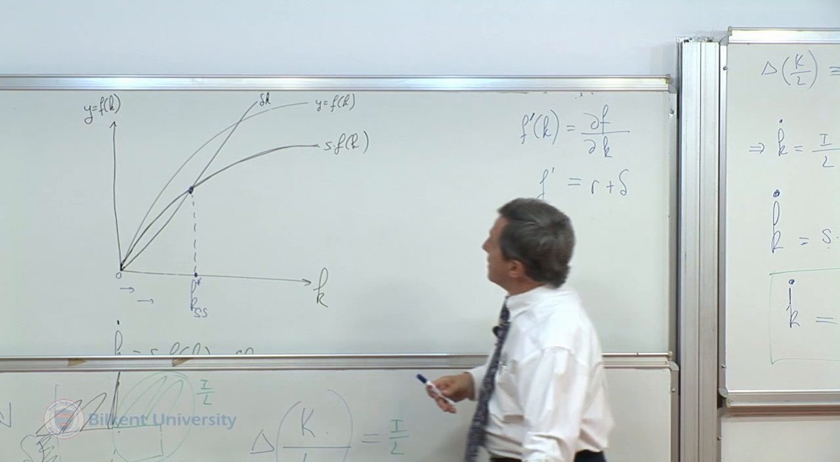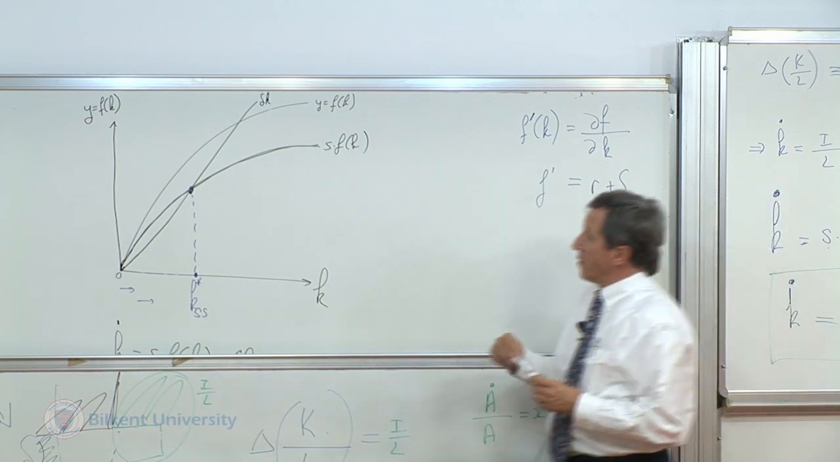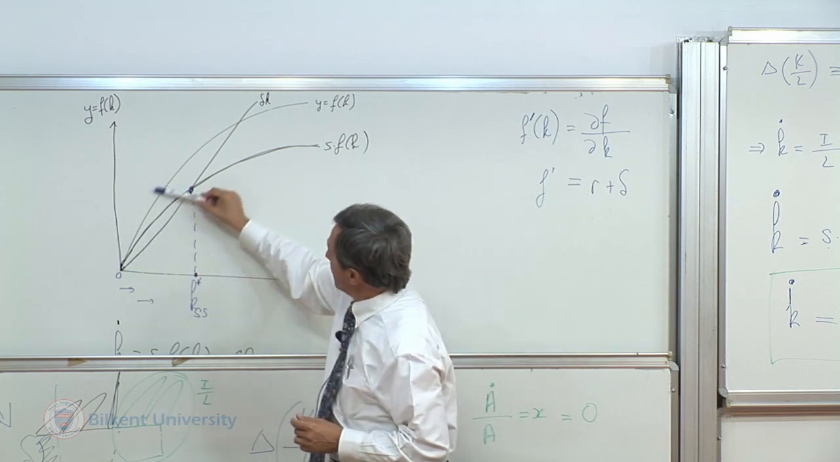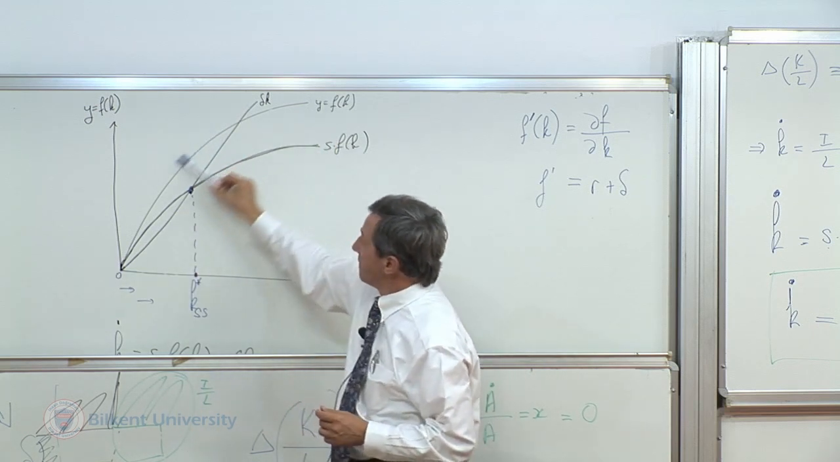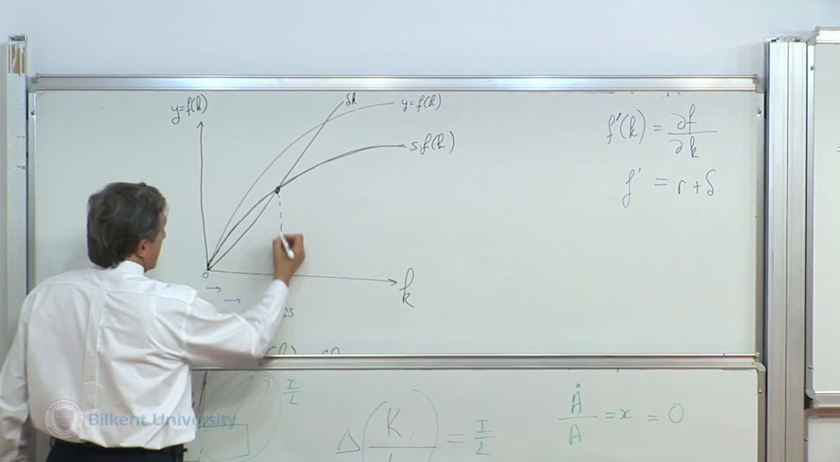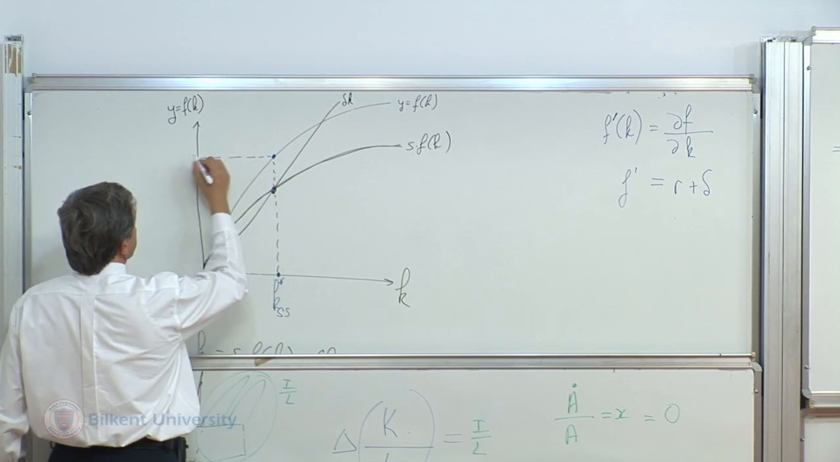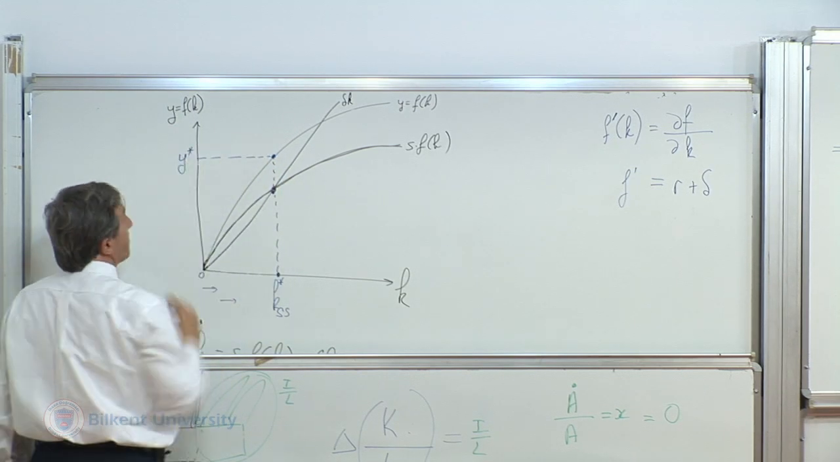How do you show f prime in this picture? Well, this is my production function over here. And using this amount of k, this is the amount I am producing.